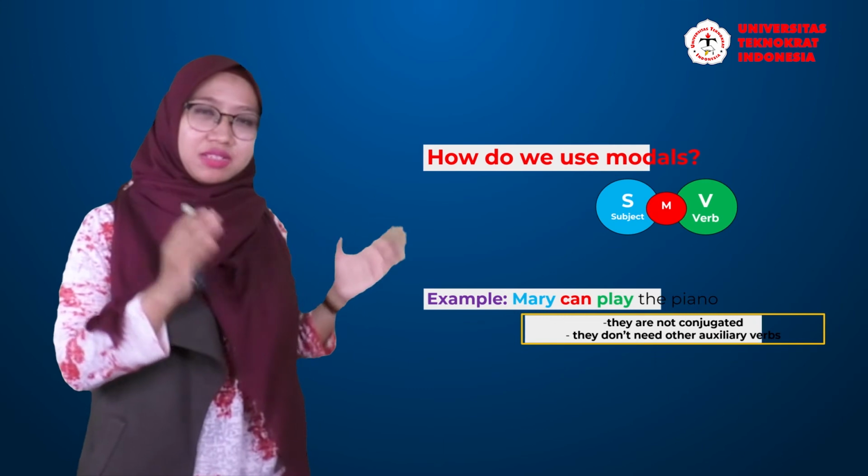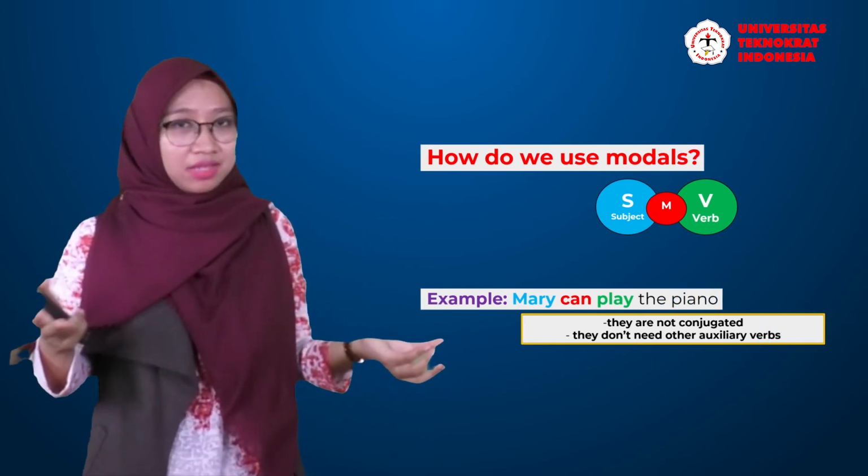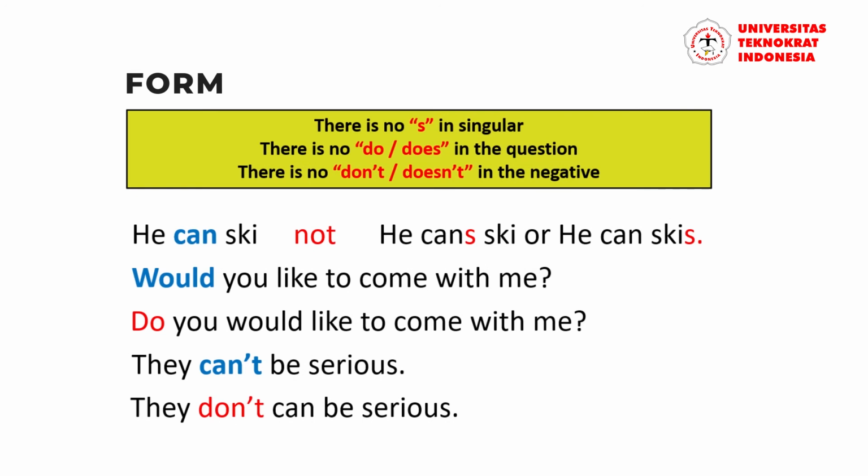And if, for example, in the present tense we have subject he, she, it plus verb plus S or ES, in modal we don't. Okay, these are the examples. The correct one is he can ski, not he can skis. Even though the subject is the third person singular, we still have the same structure of modal as with other subjects such as they, we, I, you. Therefore, the correct one is he can ski.